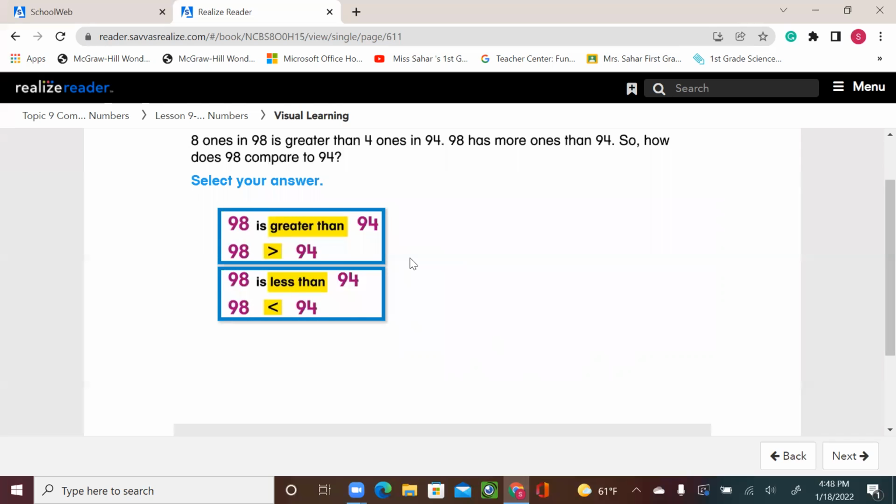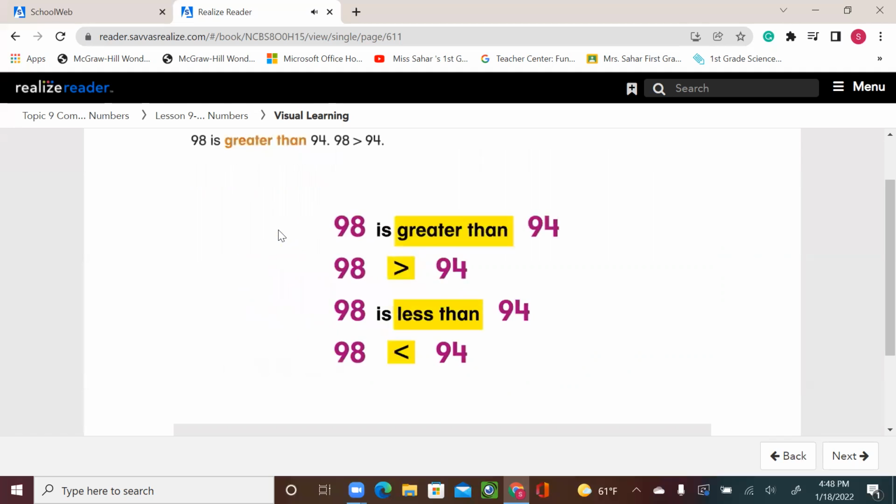Let's see if both tens are the same number, like our example here. What we're going to do, we're going to look for the ones. So the number with the more ones, same tens but more ones, that would be the greater. So 8 ones in 98 is greater than 4 ones in 94. That means 98 has more ones than 94. So how do we compare 98 to 94? 98 is greater than 94.